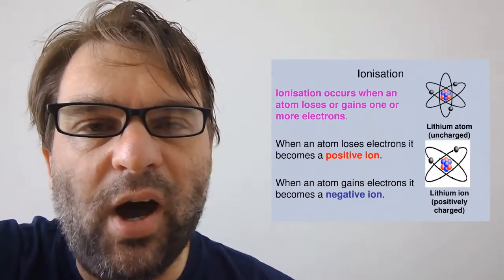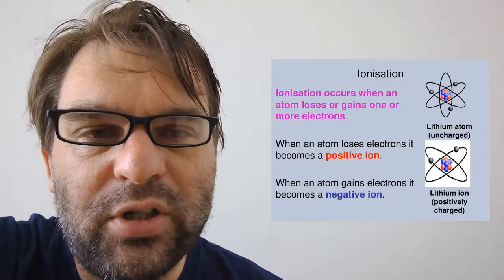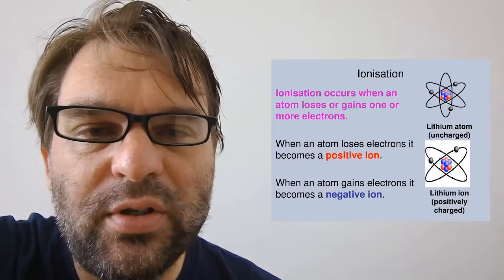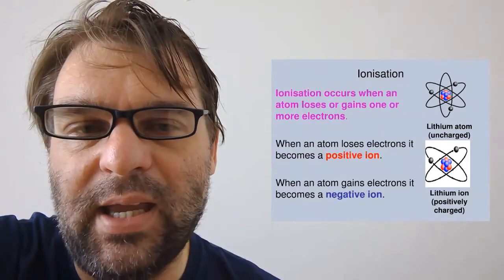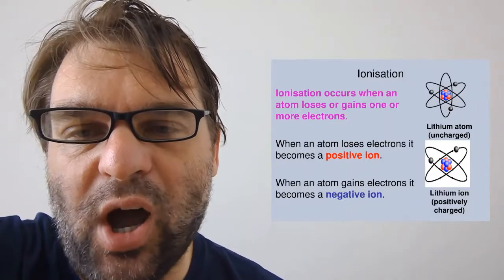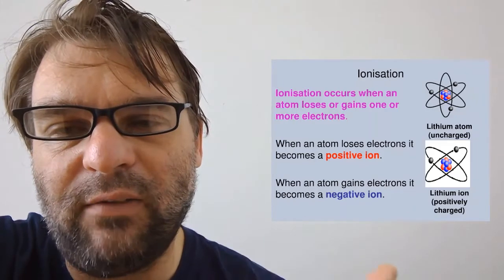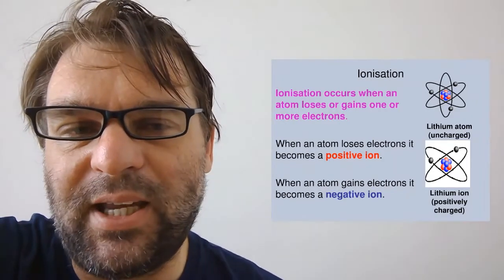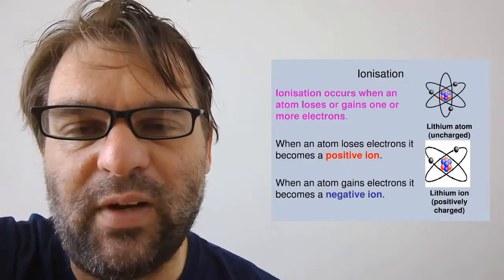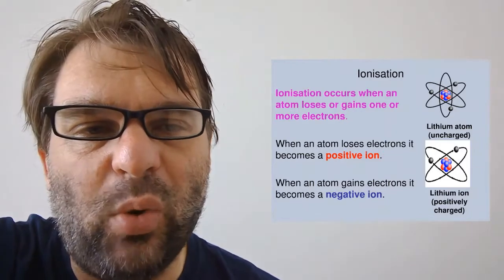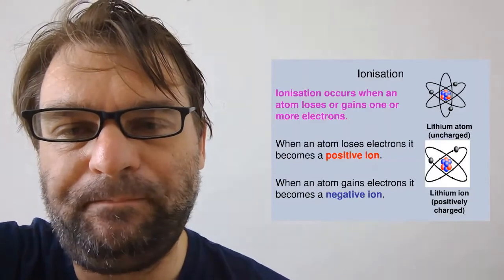So atoms can also be ionized. That's when an atom loses 1 or more electrons, so they become positive ions. And if an atom gains an electron, it becomes a negative ion. So when you ionize something, you're making it charged, and you do that by taking electrons from or giving electrons to that particular atom. In the example, the lithium atom is uncharged, number of protons equals number of electrons. You take an electron away, and it becomes positively charged because there are more protons compared to electrons.